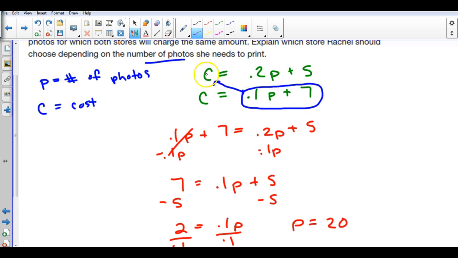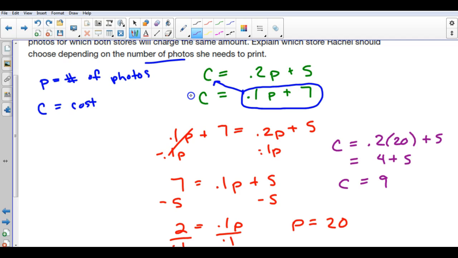So c equals 0.2, I'll take the top equation, c equals 0.2p plus 5. So what I'm going to do is substitute 20 in for p, and that's going to tell me how much it'll cost. Again, it doesn't matter which place you choose because they're both going to represent the same cost. So I'm going to take 0.2 times 20, which is 4, plus the base fee of $5. So what that means is that if she prints 20 photos, it's going to cost her $9 at both places. If I were to take 0.1 and multiply by 20, I would end up with 2, and 2 plus 7 would also mean that this other place would be charging $9.